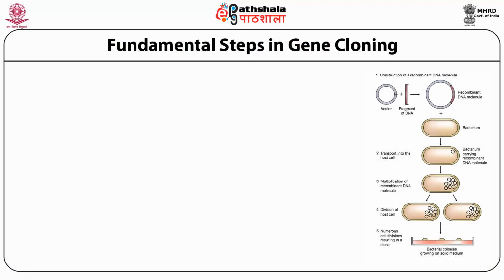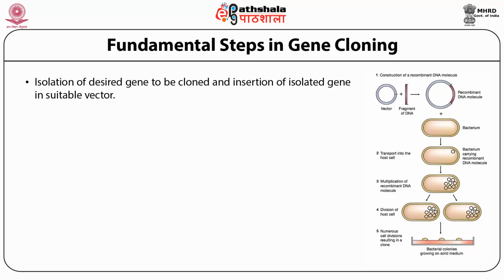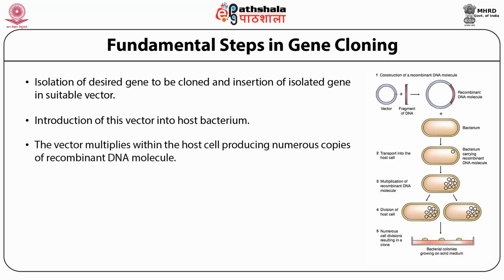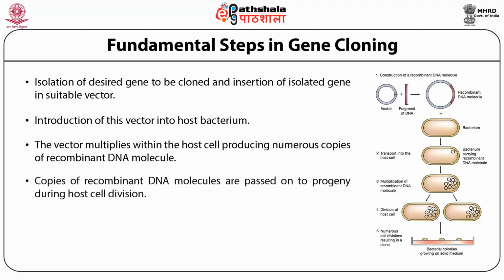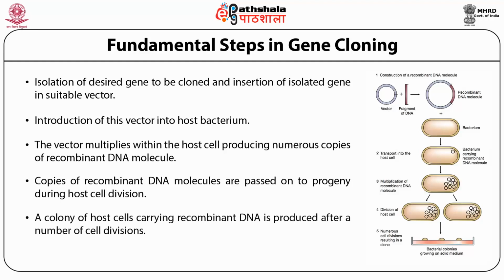There are 4 fundamental steps in gene cloning. They include isolation of desired gene, which is to be cloned, insertion of isolated gene in a suitable vector, introduction of this vector into host bacterium, which is known as transformation. In this, the vector multiplies within the host cell, producing numerous copies of recombinant DNA molecule, as shown here on the right side. Copies of recombinant DNA molecules are passed on to progeny during host cell division, and a colony of host cells carrying recombinant DNA is produced after a number of cell divisions.